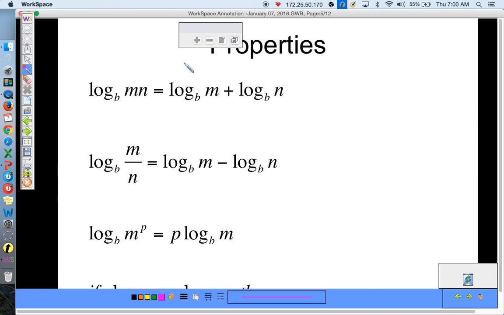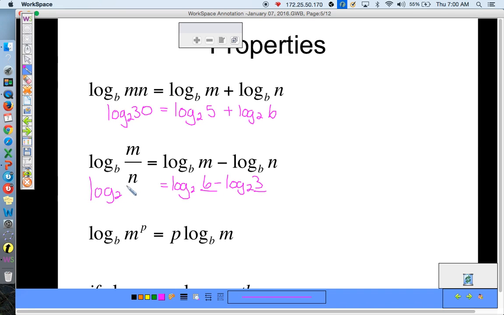So these properties go over what we did yesterday. If we have two logs added together, that equals when we multiply. So we have log base 2 of 30. If there was a division, subtraction, log base 2 of 6, log base 2 of 3, then we can divide those. So this would be log base 2 of 2. And if there's an exponent, we can bring it out in front. So log base 2 of 5 to the x power, that x can come out in front, and we have x log base 2 of 5.